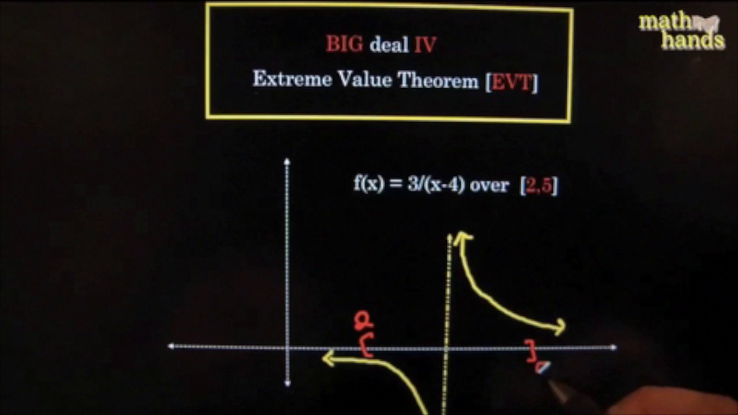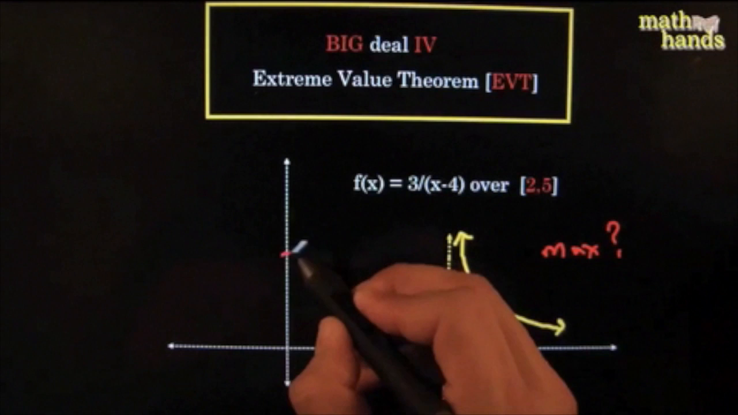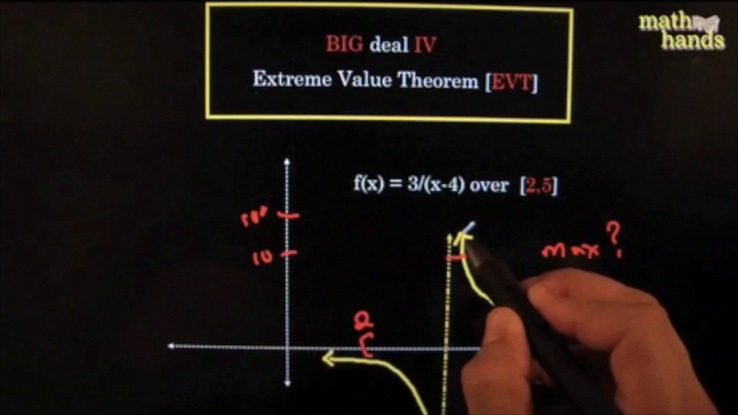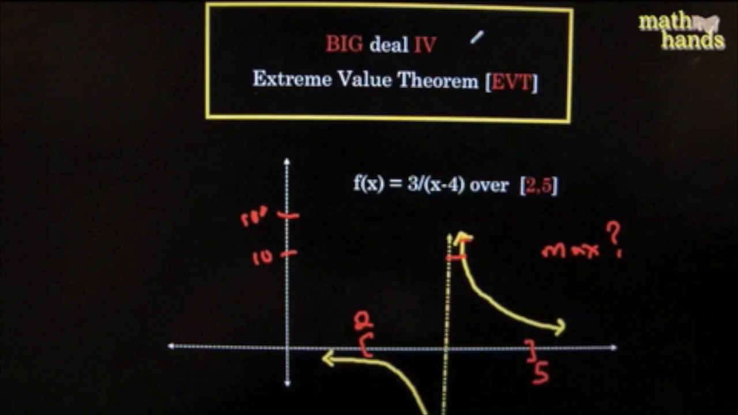You say, well, maybe the maximum value is 10. Well, no, there's bigger ones than that. Maybe it's 100. Well, no, there's bigger ones than that. And so you can keep going forever and ever. There's always a bigger one than that because this goes all the way to infinity. So you soon realize that this one has no max.